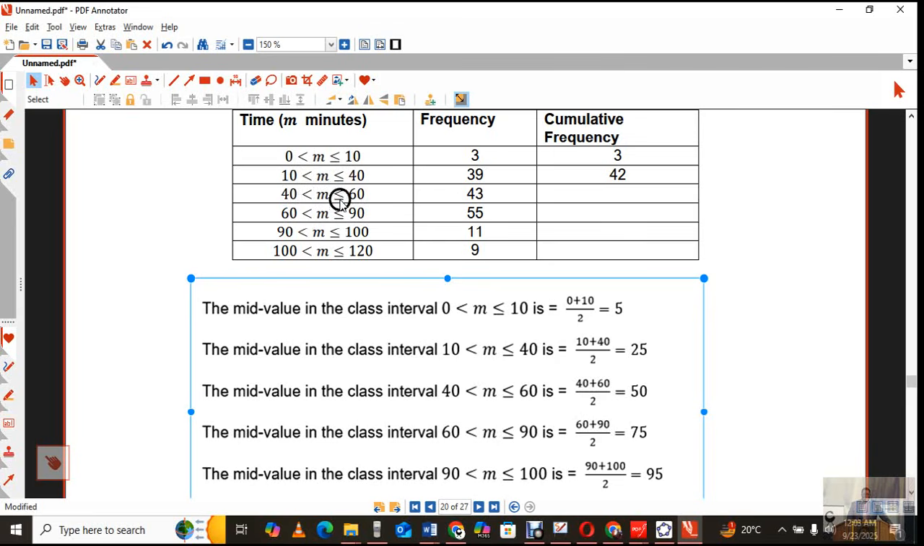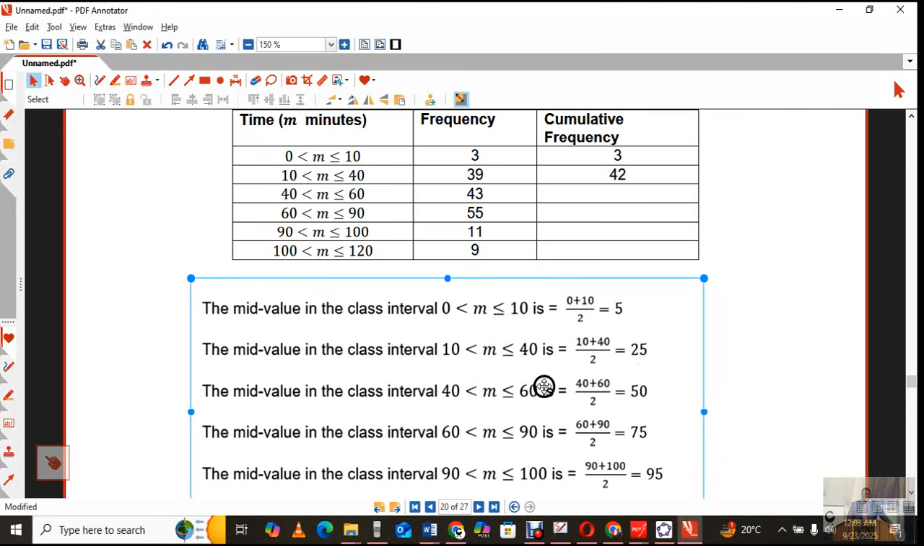Does that make sense? Because for us to calculate the mean, we have to take that mid value of like the 5 and 25. So we'll say 5 times the frequency, plus, okay, 25 times 39, plus. That's how we're going to do it.